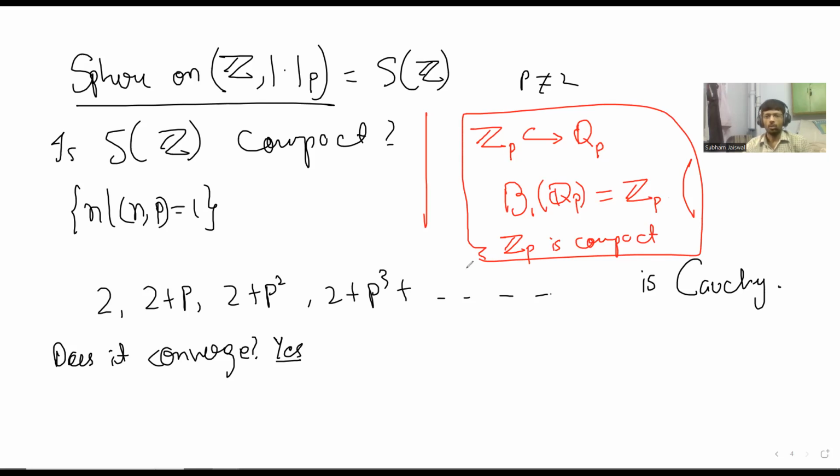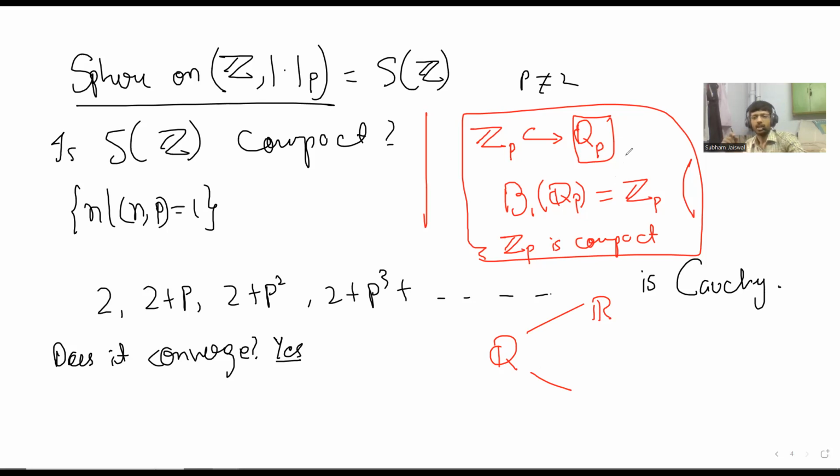What I wanted to say is that this QP is like your R, because Q is like your Q, and you complete it with the usual metric, you get R, but complete it now with the p-adic metric, it's QP. So this is an example of a strange metric. But still, if you look at the unit ball, it is compact. And hence the unit sphere is also compact because it is a closed subset of a compact set.